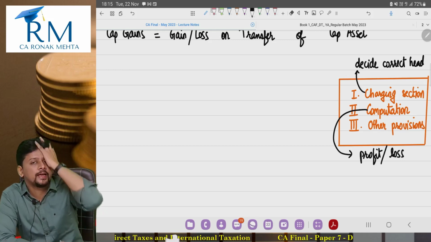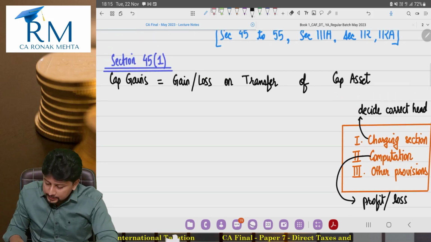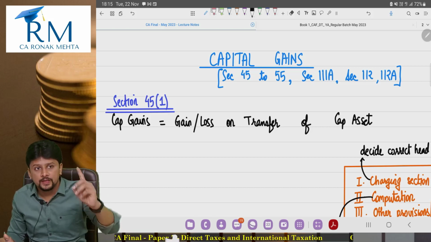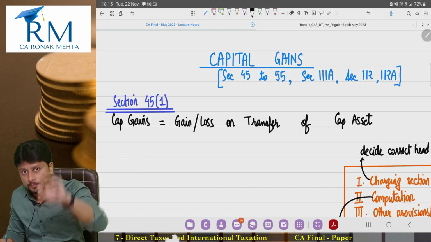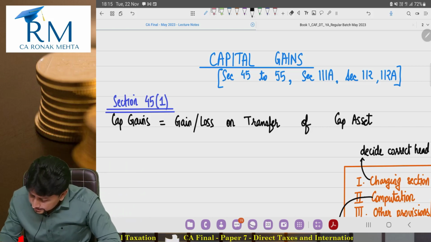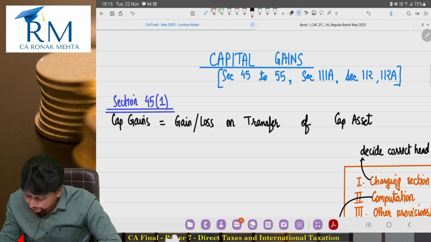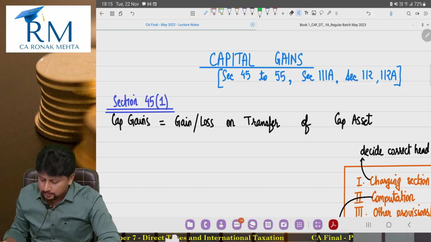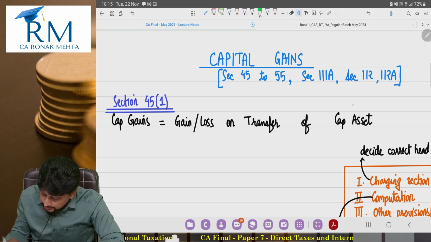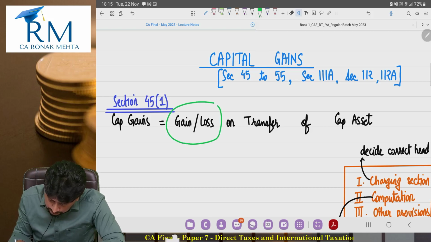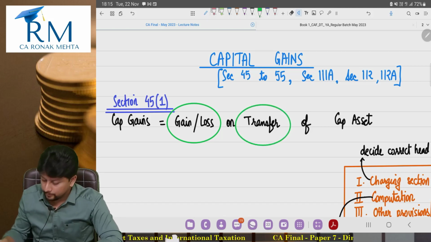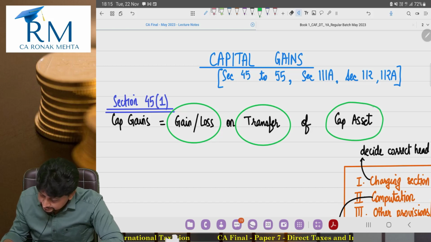Now this much is very evident. Capital gains will arise. Capital gains will be the right head of income, under which you will classify this income, provided charging section 45(1) gets satisfied. And what is 45(1)? See, 45(1) has three aspects. Capital gain is the gain or loss arising on the transfer of a capital asset.